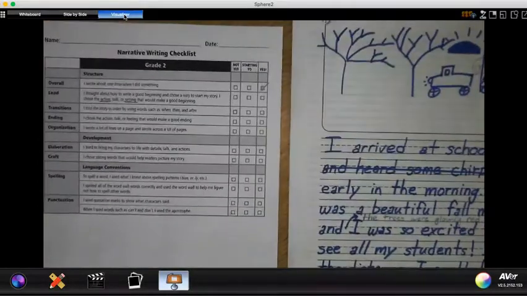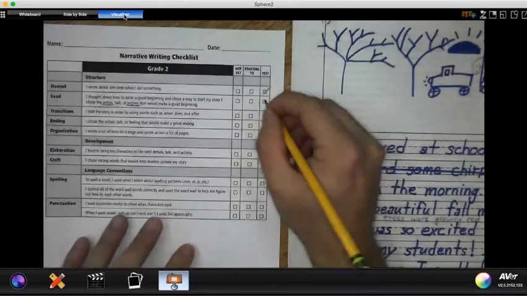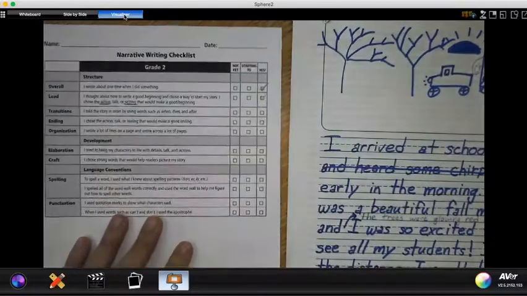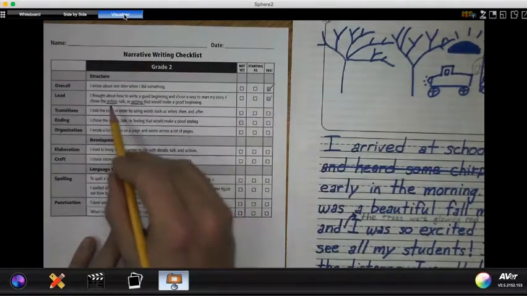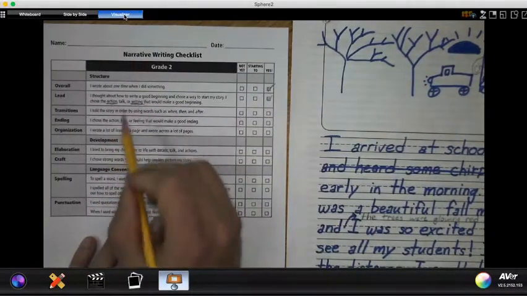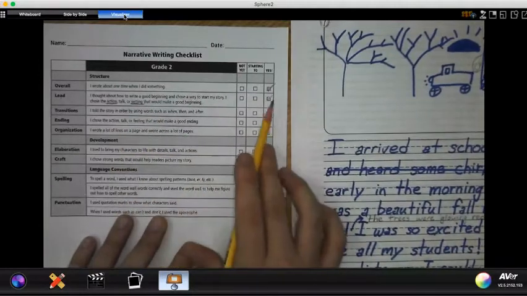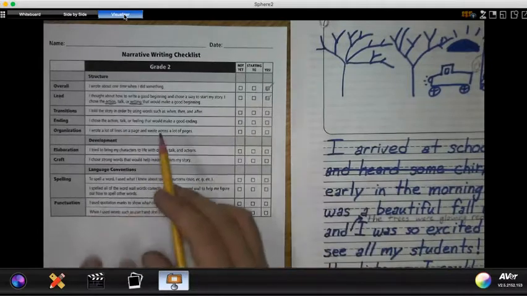So what do you think? I think I absolutely have a good beginning. Yep, I have two of those things. I only needed one because it's action, talk, or setting. You only need to have one to make a great beginning, and I had two of them. So I think I'm really solid there.